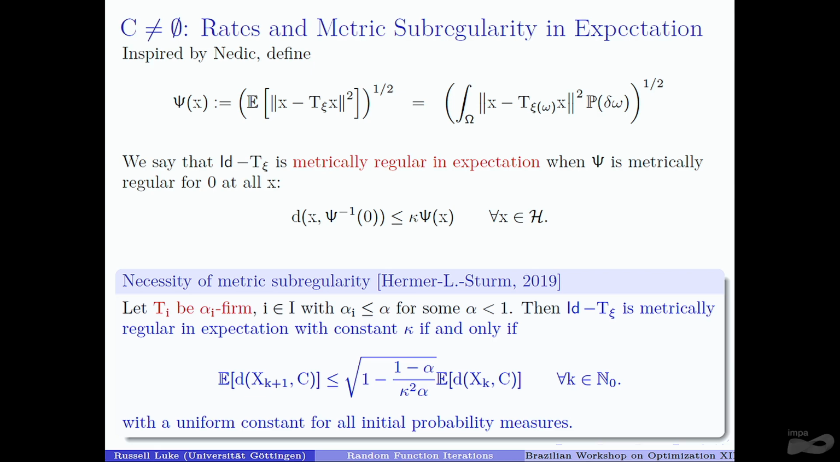We have the same thing in the stochastic setting, that this guy is metrically regular in expectation if and only if the sequence converges linearly in expectation to the set C.